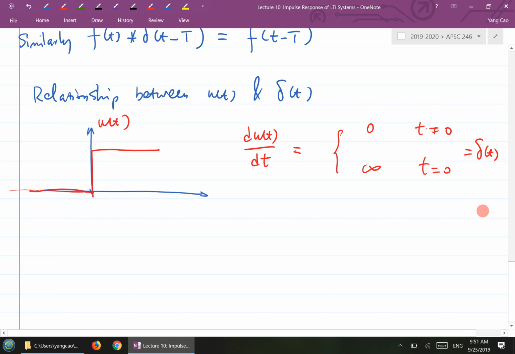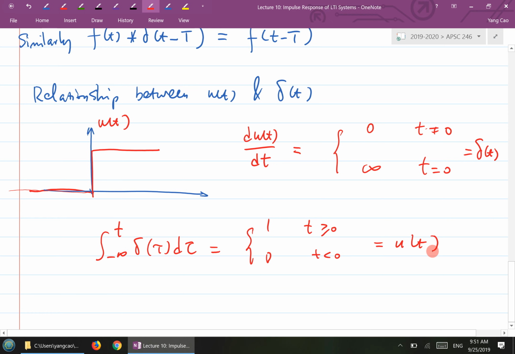Now the reverse, vice versa. If we integrate delta t, instead of t, let's call it tau here, if we integrate this function, then we should get u of t. That's vice versa. So this is the connection between these two. If you integrate this, you get back this.